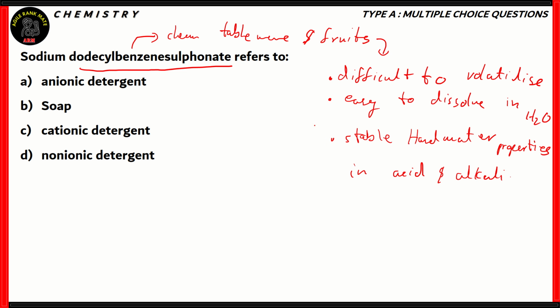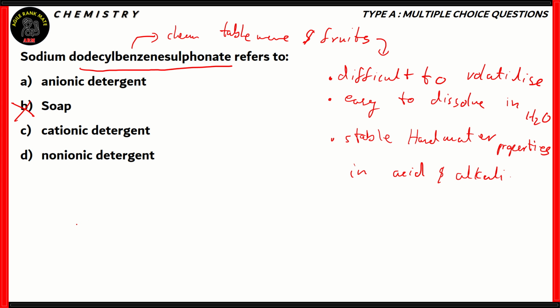Okay, so these don't help us understand whether it's an anionic detergent, a soap, a cationic detergent, or a non-ionic detergent. However, if you look closely, we see that it's got stable hard water properties. Now, soap does not work in hard water, so option B turns out to be incorrect. So we are dealing with a detergent, we just don't know whether it's anionic, cationic, or non-ionic.